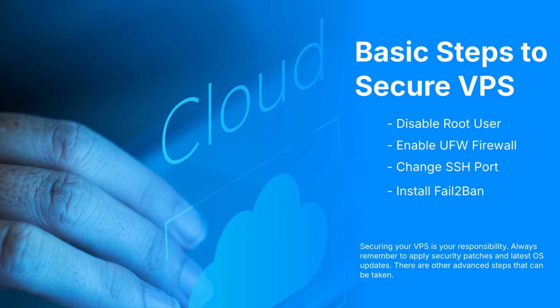First, we're going to disable the root user. Second, we're going to enable our firewall. Thirdly, we are going to change the default port for SSH. And last but not least, we are going to install Fail2ban. Before we implement these steps on the VPS, I want to explain why we are doing what we are about to do, especially for those who may not have configured a VPS before. So let's start with the first step.